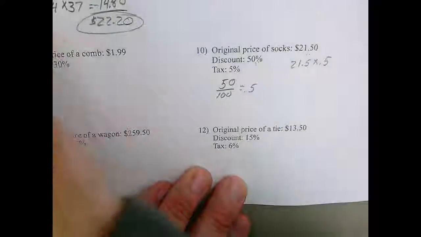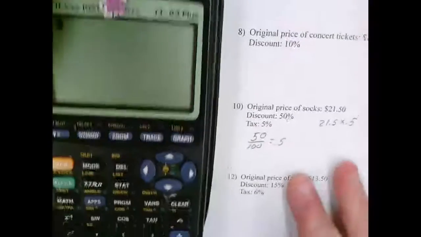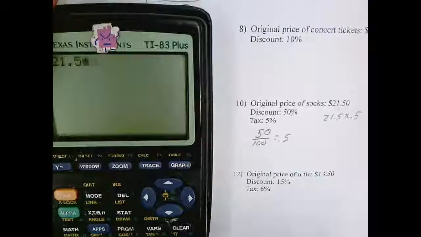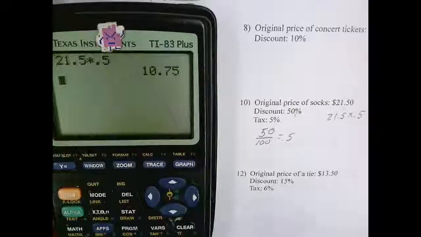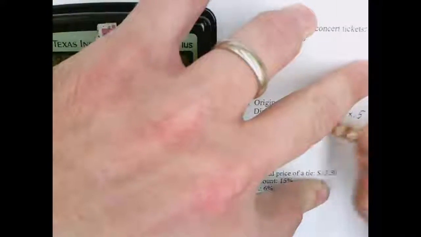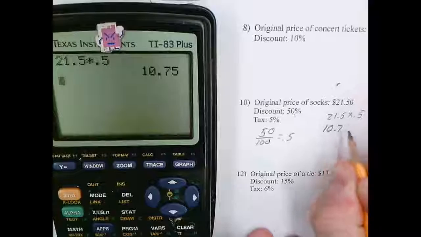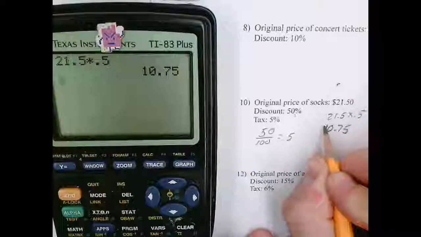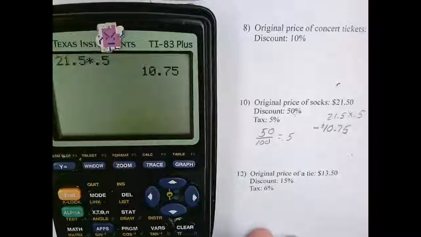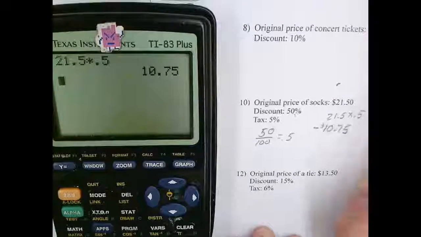You could do that in your calculator. Again, we're not stressing about that at this point. We're going to take 21.5 times 0.5, and we get $10.75. So again, that is your discount. That's how much they're going to knock off the original price. You can treat that almost like a negative value if you want. So we're going to take the $21.50 and we're going to knock off that $10.75.